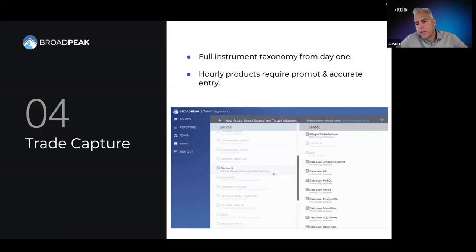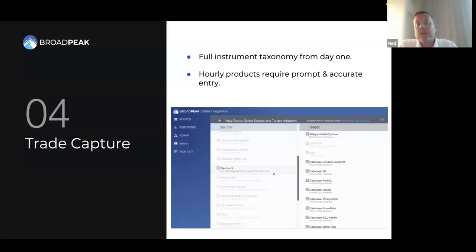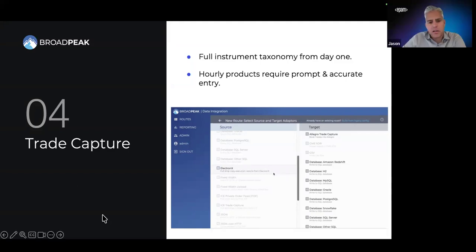Ned, one final thing on that before we move to the next topic. BroadPeak has already deployed clients with all of those different types of ETRMs? Oh yeah. We're agnostic to any upstream or downstream system, just connectors on both sides. So there's no ETRM that we won't connect to or that we don't connect to. Great. Awesome.